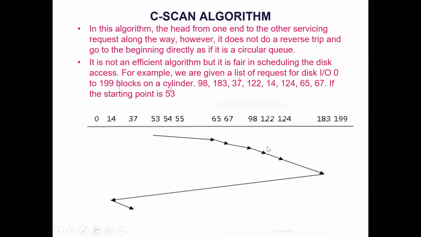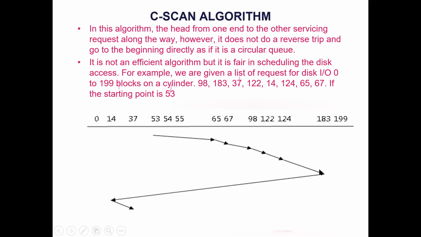So we can see that head move from one end to the other end, servicing requests along the way. However, it does not serve a reverse trip and go to the beginning directly as if it is a circular queue. Here we have to start from 53 and then we have to serve requests in one direction like 65, 67, 98, 122, 124, 183.